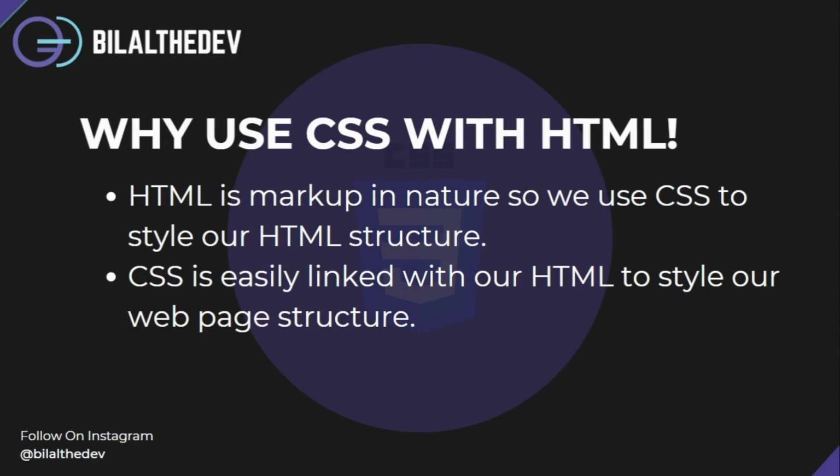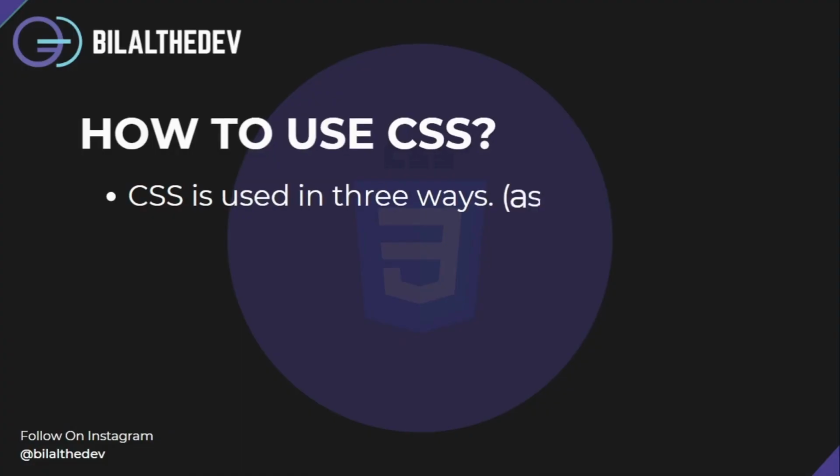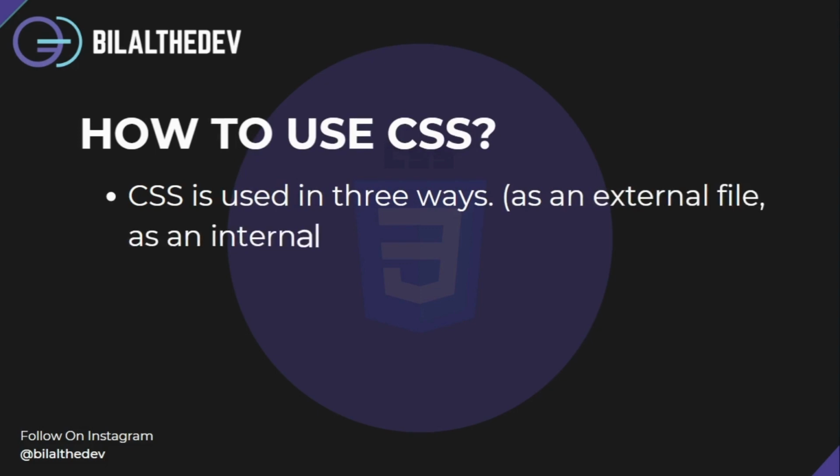How to use CSS? CSS is used in three ways: as an external file, as an internal tag, or as inline styling. The external file means creating another file in the project directory with the extension .css. Internal tag means using the style tag in our HTML file in the head tag and providing styling to our desired tags. Inline styling means providing style to HTML tags with the tag's style attribute.